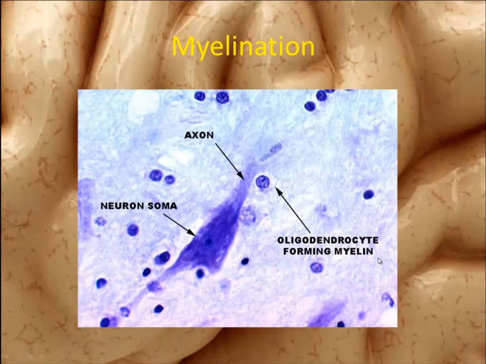Then in this slide, we see another neuron cell body, or a soma, and an axon. And here we can see the oligodendrocyte, which is forming the myelin sheath around the axon. Can you guess whether we're in the central nervous system or the peripheral nervous system? That's right. Because it's an oligodendrocyte, we know that we're in the central nervous system.